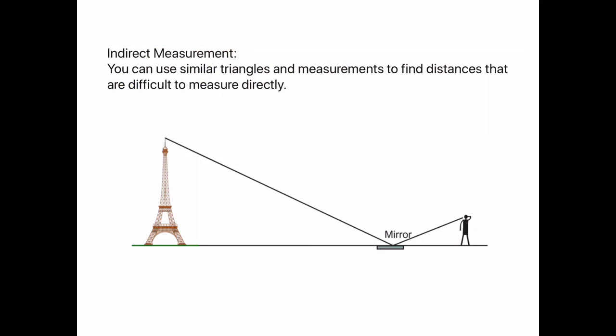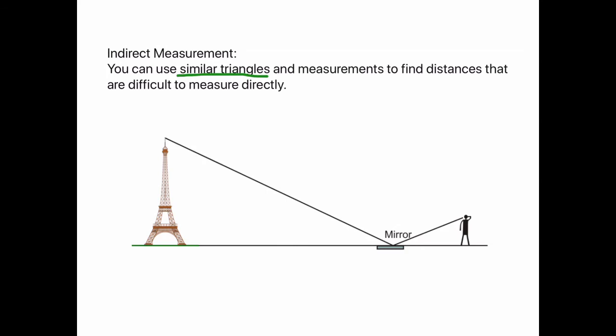And then the last piece of new information is on indirect measurement. If you've ever stood somewhere and wondered, gosh, I wonder how tall that building is I'm next to, or how tall that tree is, you can use indirect measurement to figure that out. So you use similar triangles to find distances that are difficult to measure directly.